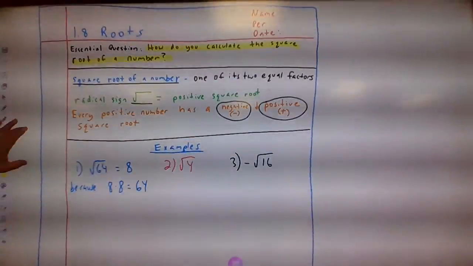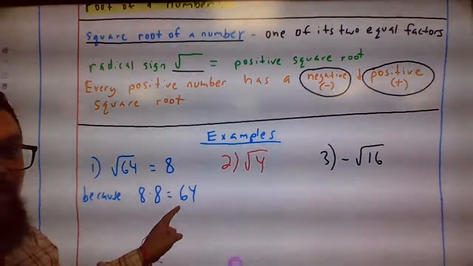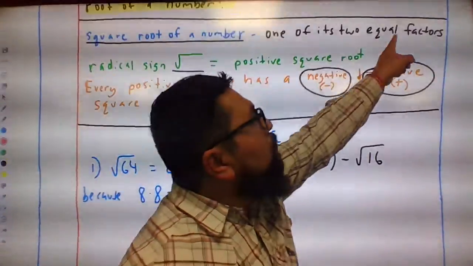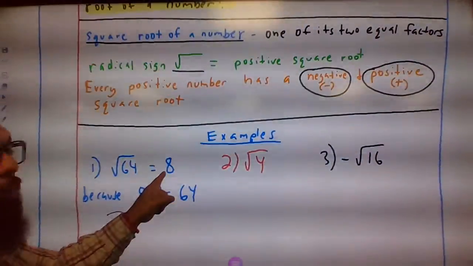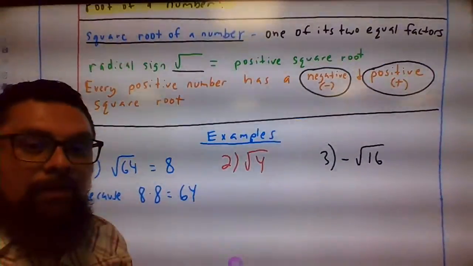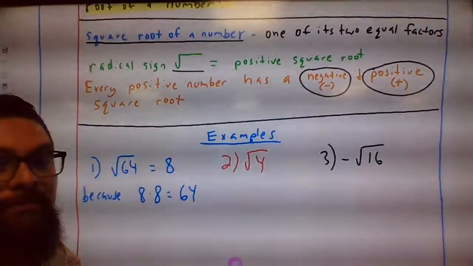Let me zoom in a little bit more. Okay, 8 times 8 equals 64. Now remember what the square root of a number is. It's one of its two equal factors. So you just put 1. You don't need to put 2, but I'm putting this so that you understand where it comes from. So the square root of 64 is 8. That's it.